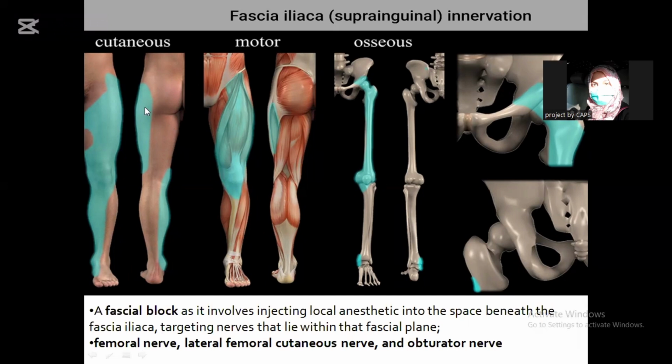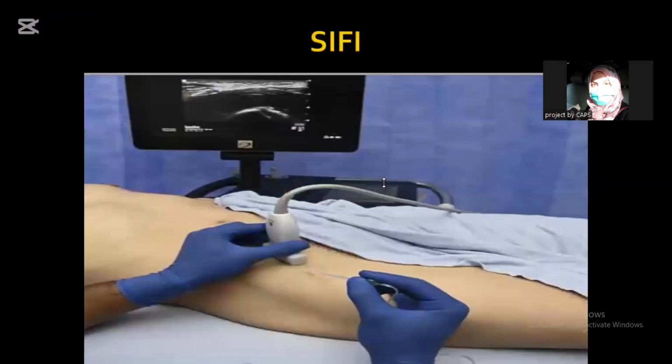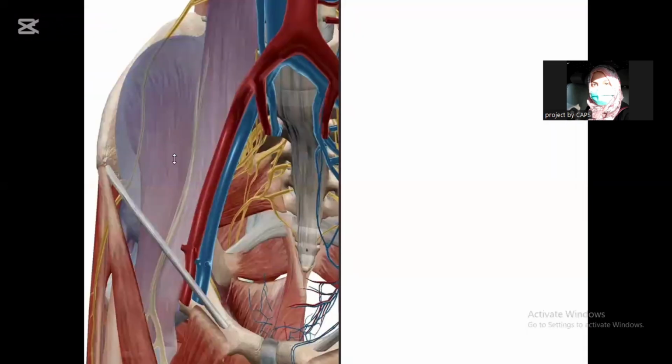So when we block all these three nerves, it will block the lateral side, the anterior side, and also the medial side of the thigh. So it will block the sensory supply of the hip joint as well as the anterior thigh, medial and lateral part of the thigh, and the knee. This is how you will place your probe. Okay, now when you place your probe here, actually you're placing your probe over here.